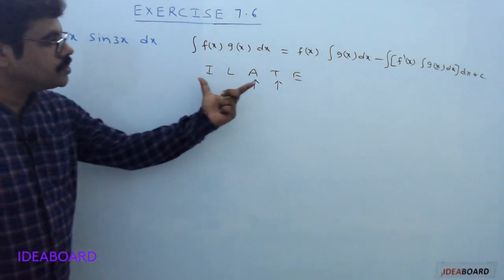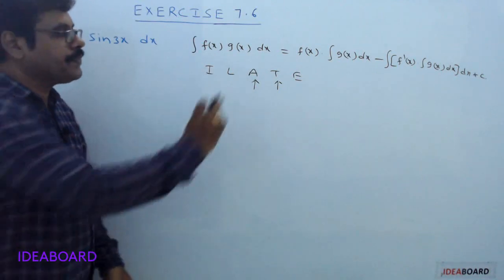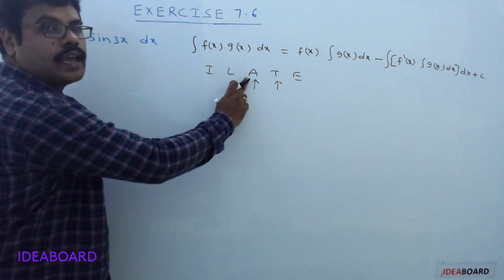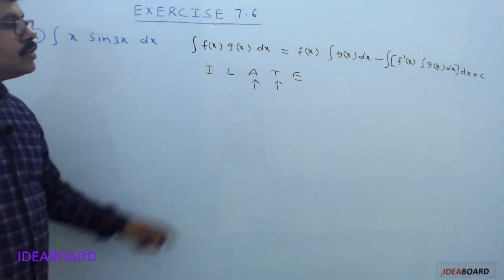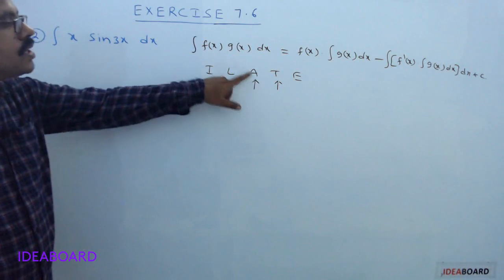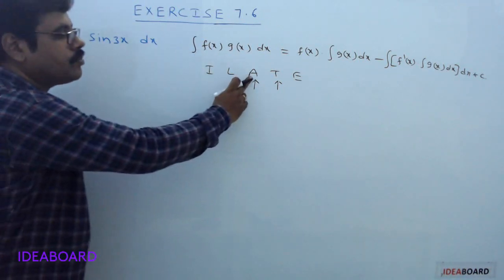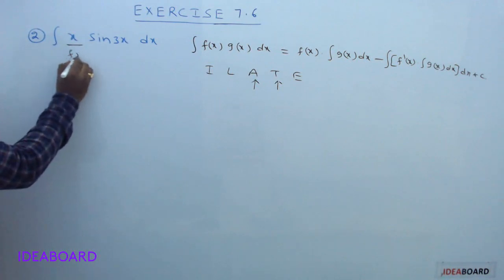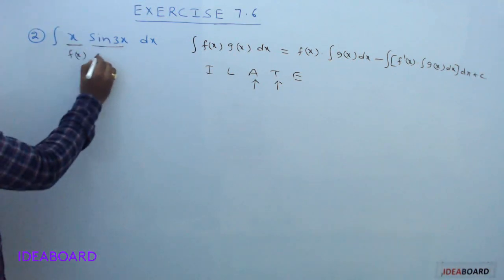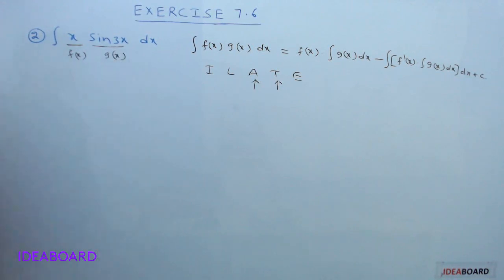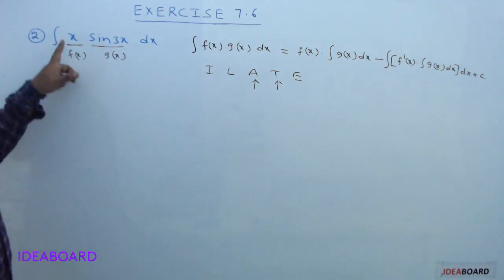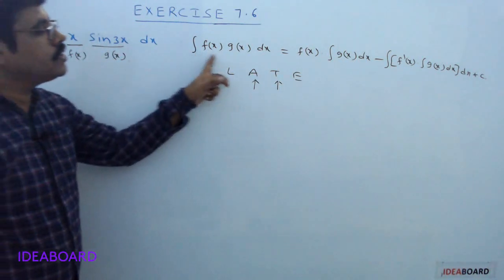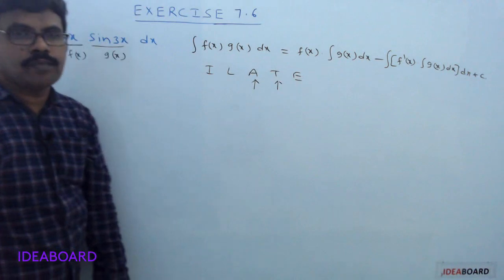Now when you observe from left to right, among these two functions, which comes first? A, that is the algebraic function. So the algebraic function is our f(x). That means x is f(x), and the other function is taken as g(x). So here f(x) is x, and g(x) is sin 3x. Then you can apply the integration by parts formula.